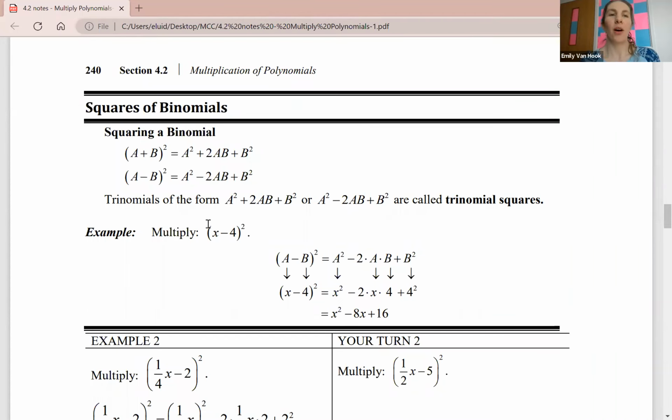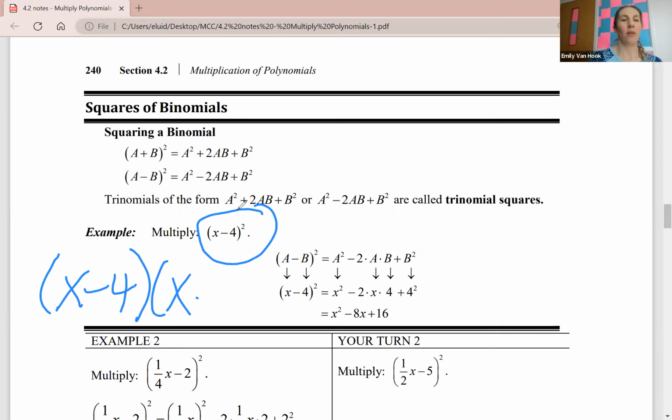So we first have squares of binomials. When you square something, that means you multiply it by itself, multiply one thing times itself. So in our example here, x minus 4 squared. Notice, first of all, you're not just squaring the x and squaring the 4. No, what you're going to do is multiply x minus 4 times itself.